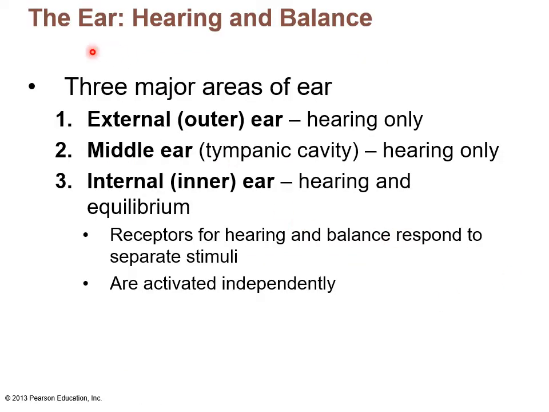Okay, so the ear has three major areas. The first one is the outer ear, which is for hearing only. The middle ear is called the tympanic cavity, that's hearing. And the inner ear has hearing and equilibrium structures. And the receptors for hearing and balance respond to separate stimuli, and they are activated independently.